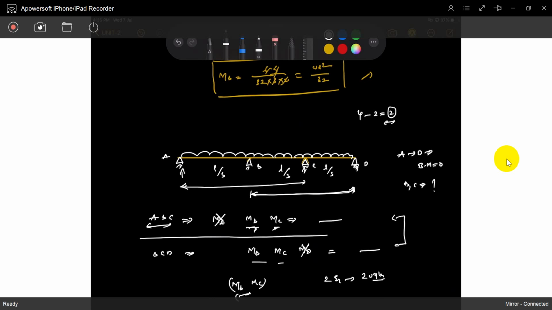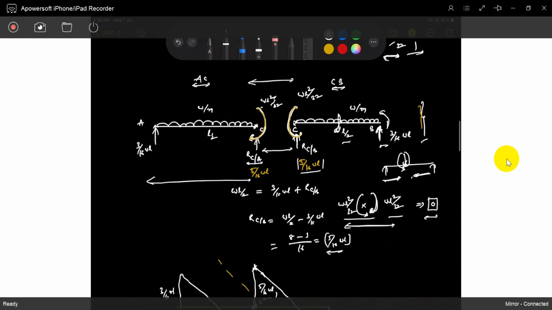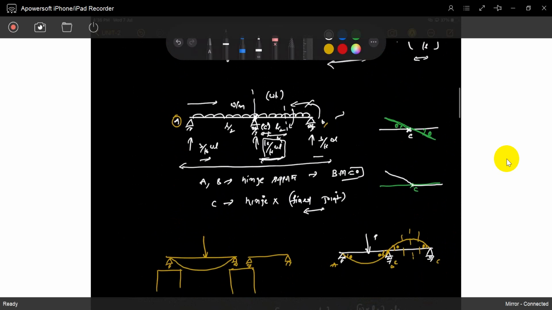Are you able to understand? So that is your assignment. Do it. Find what MB and MC are, and also the support reactions. I am more interested in the support reactions: how the central supports are taken, how much percentage of loading. See the previous loading condition.